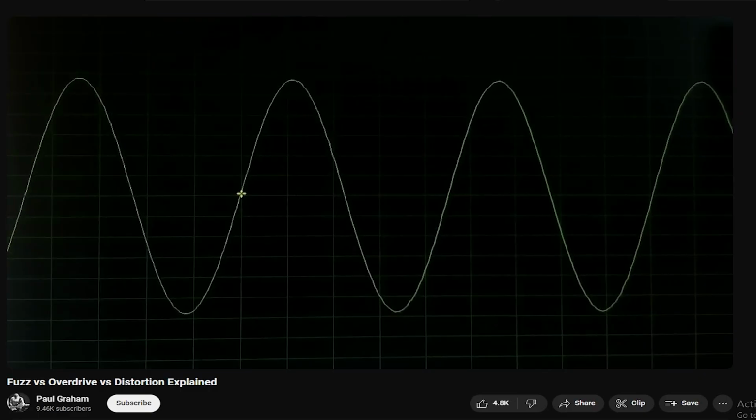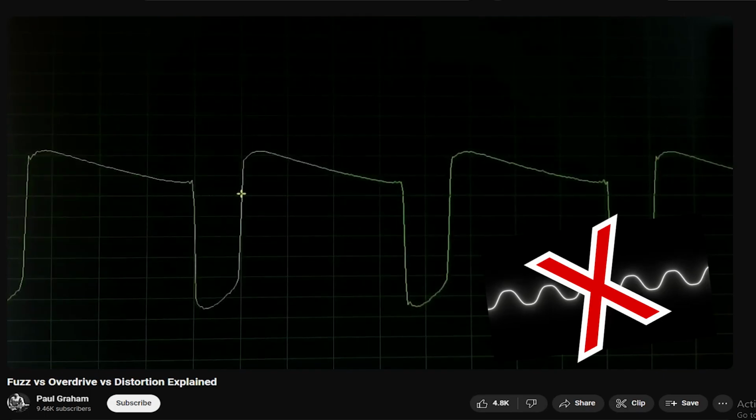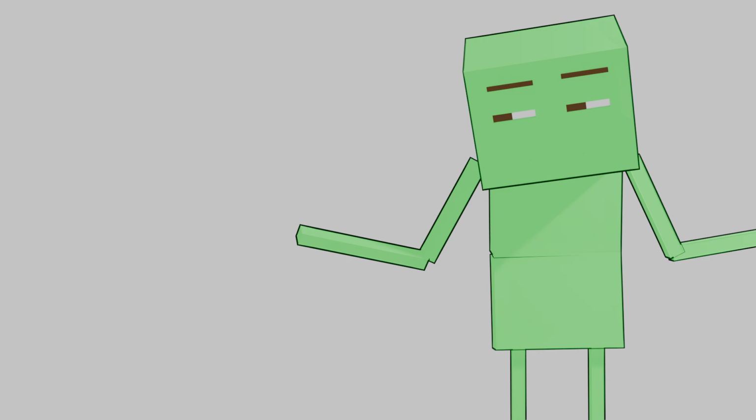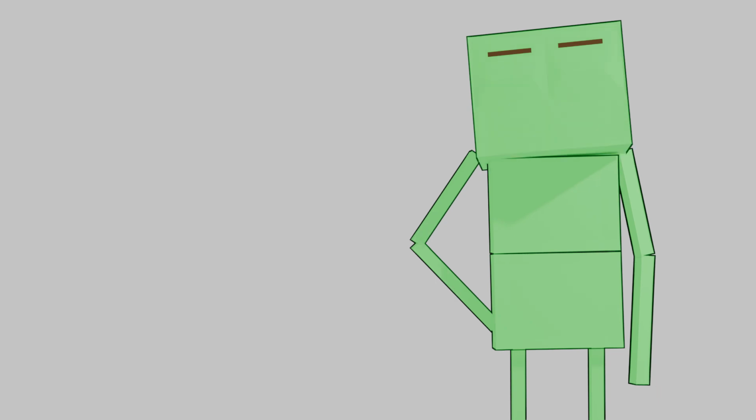But if we were to put a sine wave through a pedal, it would look a bit wonky, not really like the clipping I just showed. Why does it look like this? I'm not really too sure. I believe it has something to do with phase, but I haven't researched that much about it.